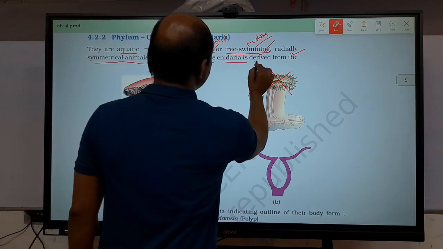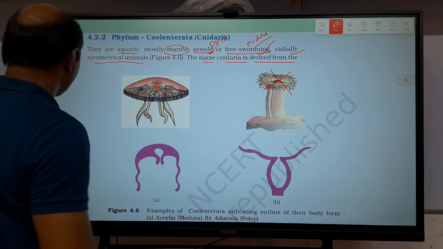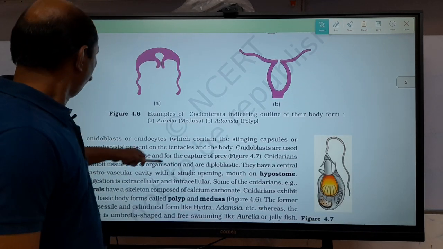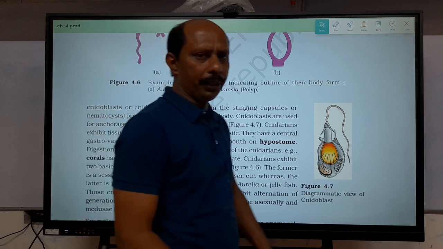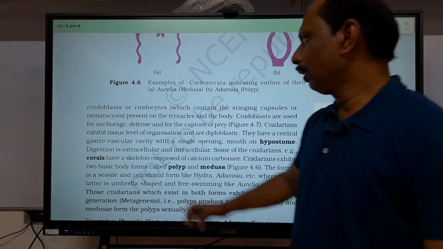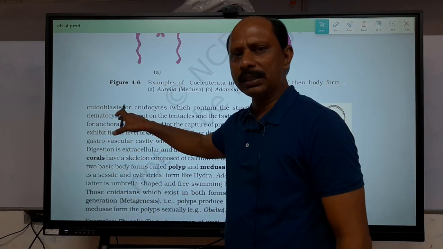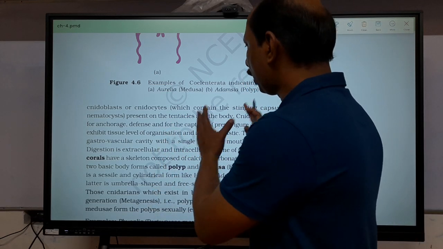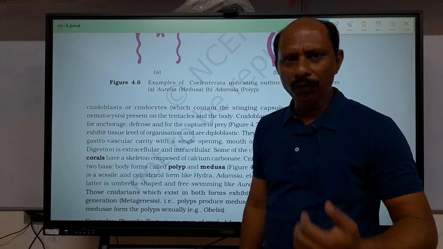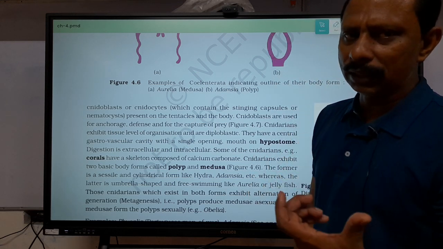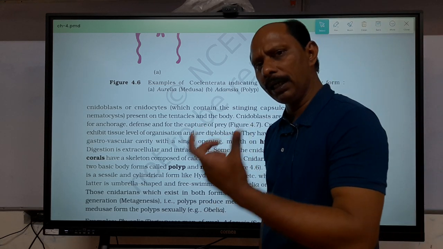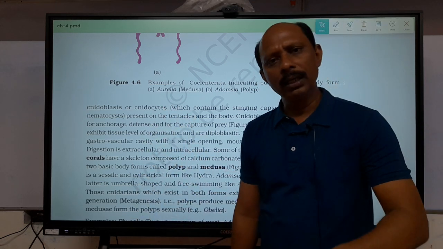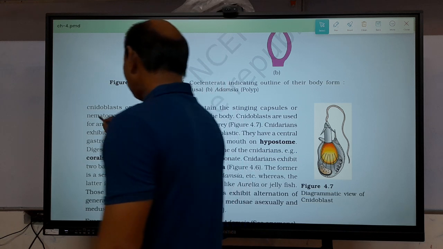The name Cnidaria is derived from the cnidoblasts or cnidocytes. They are specific cells, the unique characteristic of this phylum. Like in Porifera we have choanocytes, which are unique cells present only in Porifera, here cnidocytes or cnidoblasts are present only in coelenterates, right?